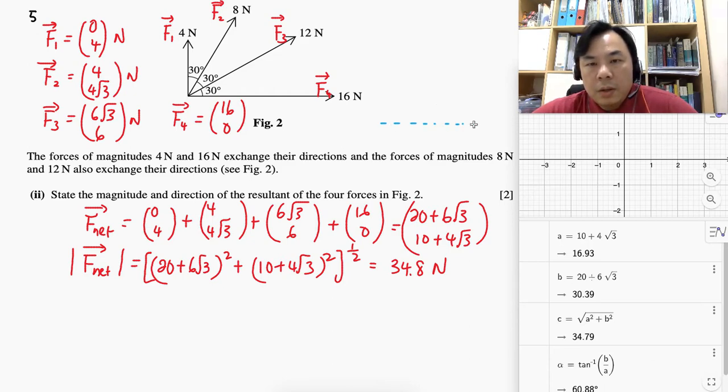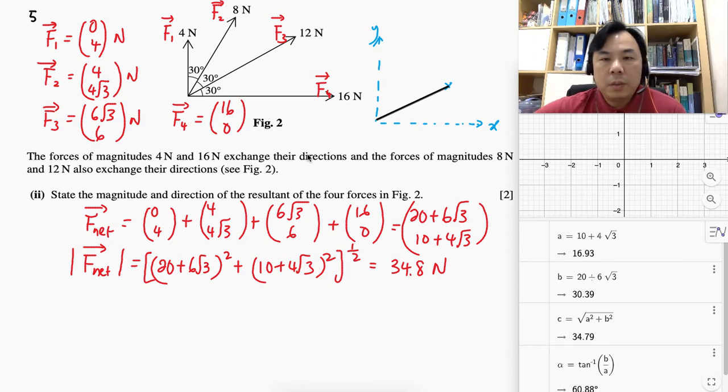Now the only difference is the direction. The direction will be a little bit different in this case. This is y, and that would be a 20 unit over here. So most probably it would look something like this.